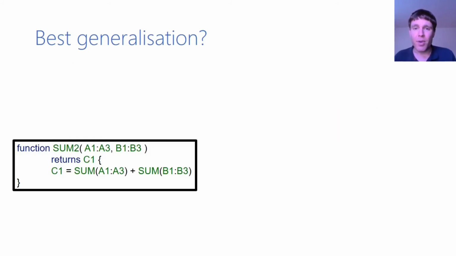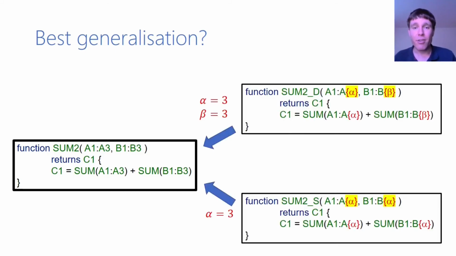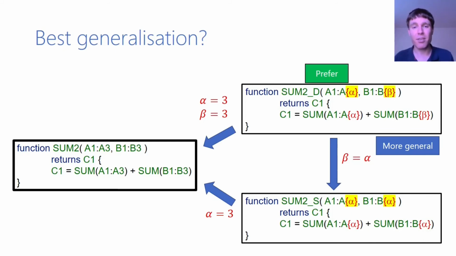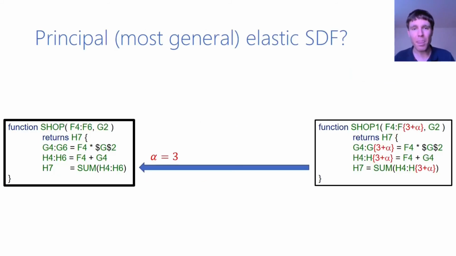To illustrate the next point, consider this contrived sum2 SDF that sums two arrays and adds the totals. Here are two well-defined generalizations. Sum2D allows the arrays to be different lengths alpha and beta, while Sum2S requires them to be the same length alpha. We say that Sum2D is more general than Sum2S since it can be converted to Sum2S by substituting for the length variables. We prefer Sum2D to make sure we generalize as many degrees of freedom in the original SDF as possible. So given an SDF like SHOP, if there's a well-defined generalization that is more general than all the others, which we call principal, that's the one we want.